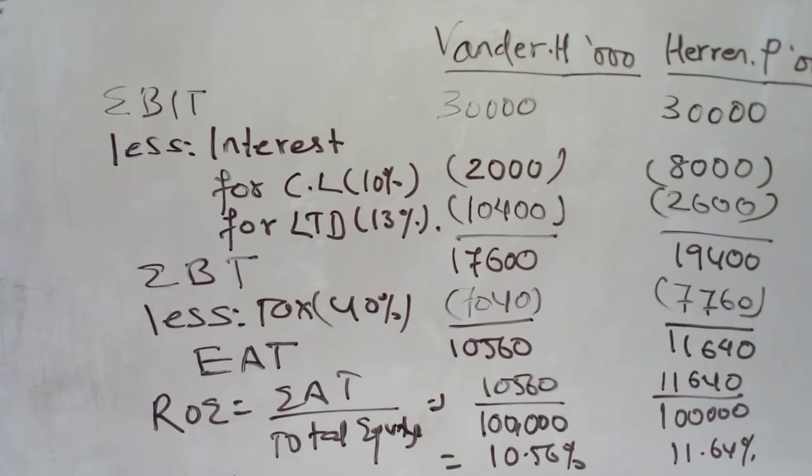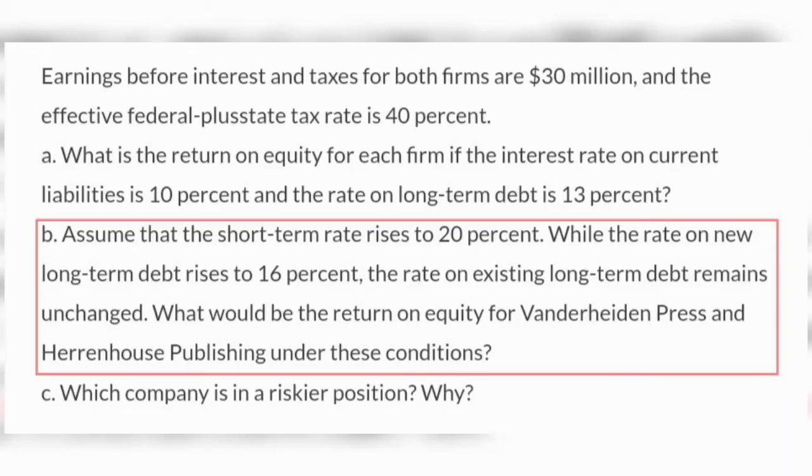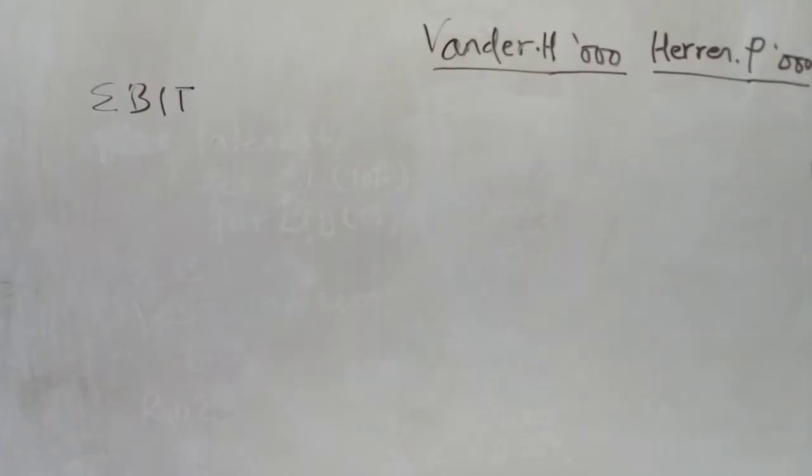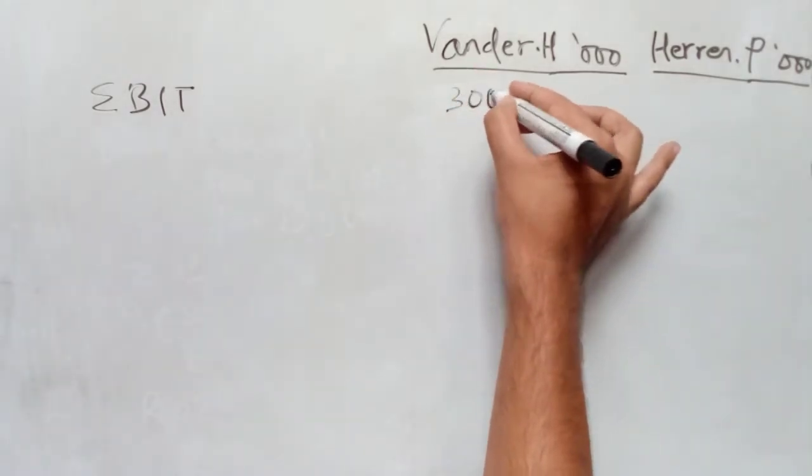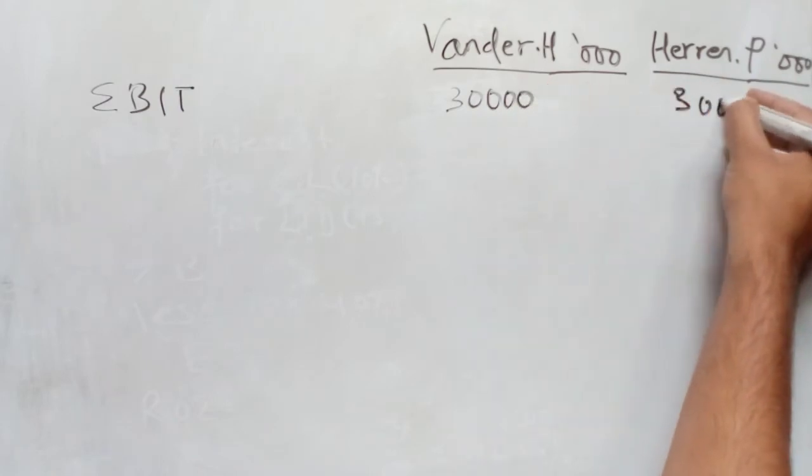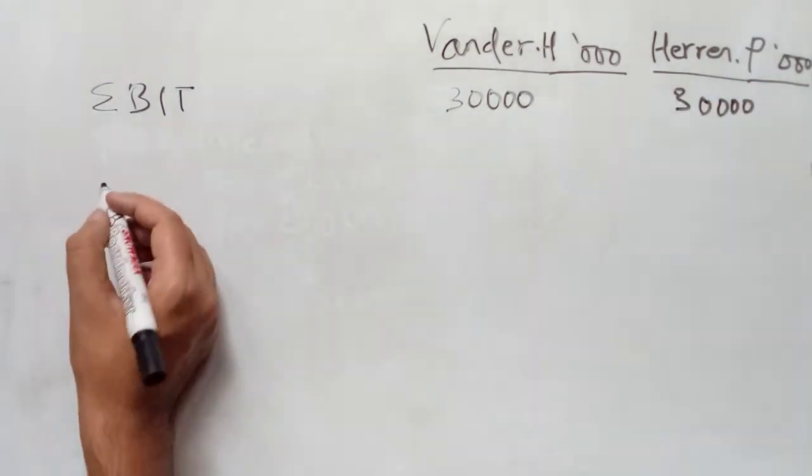So now let's see question number B, part B. Part B of the question says short-term loan is 20%, which means fluctuating interest rate. Long-term debt is 13% and new long-term debt is 16%. Since no issue is made, we use the old long-term debt rate of 13%. So now let's start from the EBIT. Again, EBIT for both of the companies is 30,000, where this figure is in thousands. We have already mentioned it.